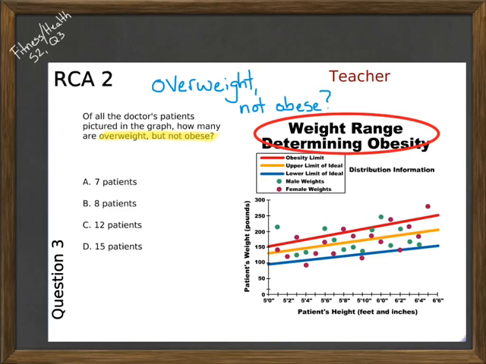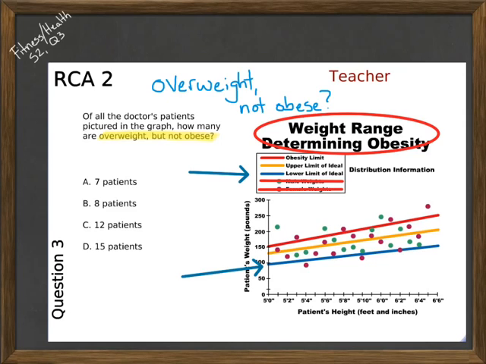So let's take a look at the graph. This graph is showing us the weight range that determines obesity, or obesity as being dangerously overweight. So let's take a look at what this graph is showing us. If we look at what the different colored lines and different colored dots mean, we see that we don't need to know which dots represent male and female, so we're not going to confuse ourselves with those.